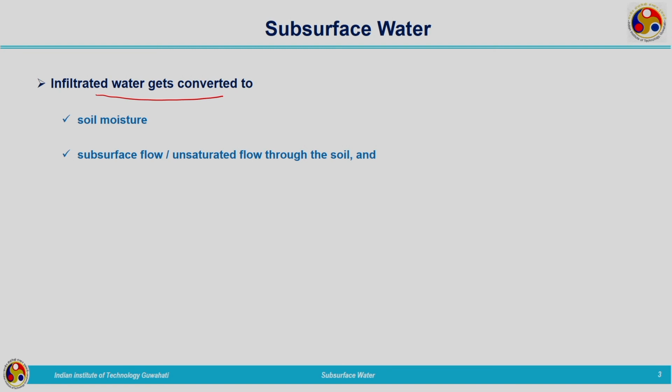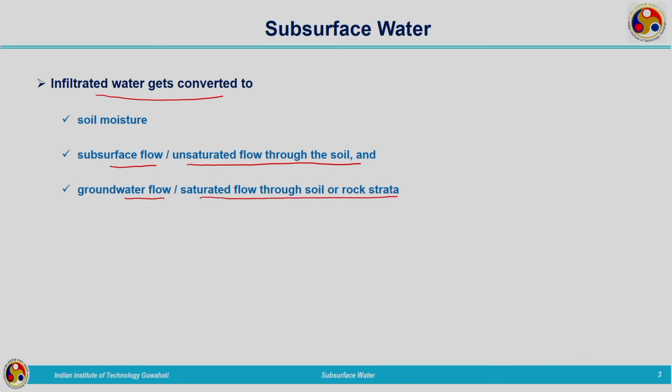Once that is satisfied, the flow within the subsurface starts, that is subsurface flow or the unsaturated flow through the soil. And if the infiltrated water penetrates or percolates deeper, it will meet the groundwater table, and groundwater flow or saturated flow through the soil or rock strata will be there. So, infiltrated water gets converted to soil moisture, unsaturated flow and saturated flow. These three processes are taking place beneath the ground surface.